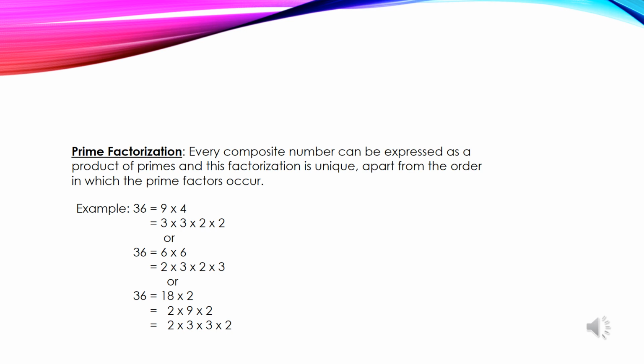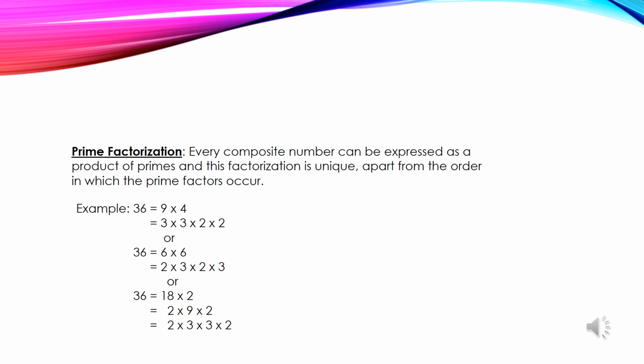Or else you can split like this also. 6 multiplied by 6 and then 2 multiplied by 3 multiplied by 2 multiplied by 3. Here in the definition we said that this prime factorization is unique apart from the order in which the prime factors occur. See, in the previous one we got 3 multiplied by 3 multiplied by 2 multiplied by 2. But here we are getting 2 multiplied by 3 multiplied by 2 multiplied by 3. We can write the product in any order.